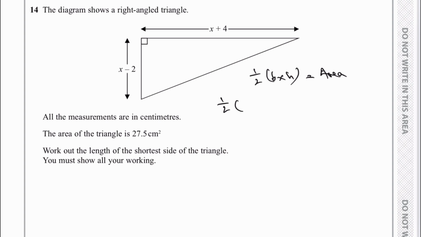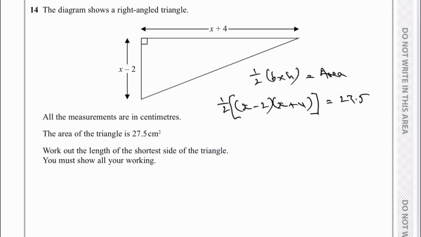I'm going to write that as a half, and the base is going to be x minus 2, multiplied by the height, which is going to be x plus 4, and I'm going to close those big brackets off, and that's going to equal 27.5.